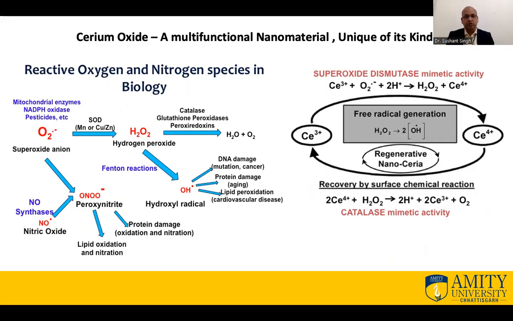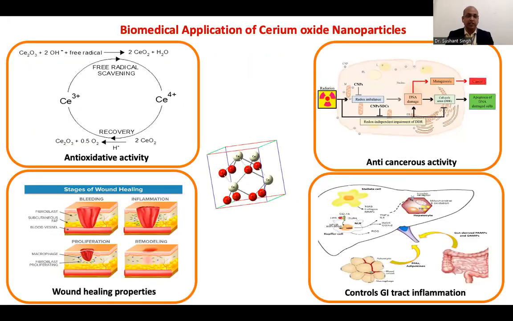So our aim is to combine all these three things together in the form of a biological mat which can be used for wound healing application. The different applications which cerium oxide nanomaterial has are antioxidative activity, anti-cancerous activity, and wound healing properties.